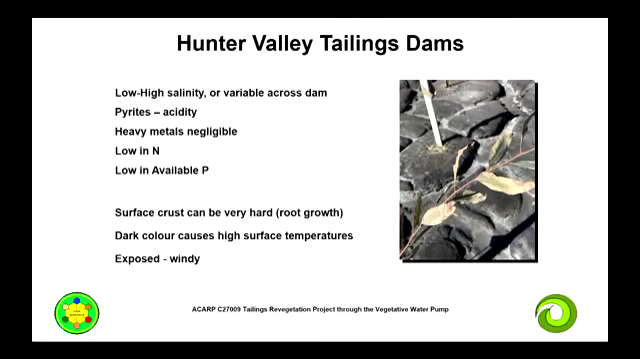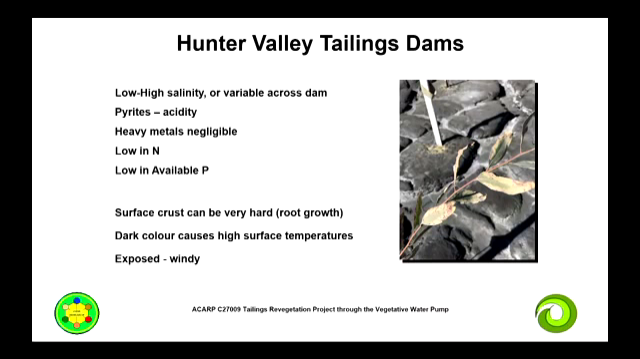So what are these coal reject or coal washing tailings like? In the Hunter Valley, we're very lucky because the salinity is not very high in general. Most of them are low salinity, so they're pretty appropriate for plant growth. We don't have a lot of pyrites, so we don't have a lot of acidity issues. There are virtually no high quantities of heavy metals. It is, though, low in nitrogen and phosphorus, which can, of course, then lead to non-growth of plants.